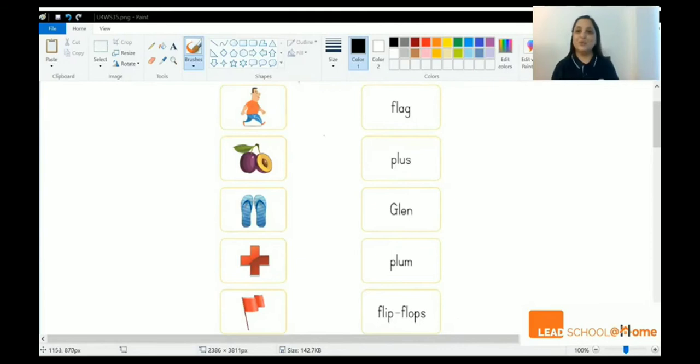Parents, in this worksheet, you will ask your child to first identify the picture and then match it with the correct word. Now I am going to show you how you are going to help your child complete this worksheet. Students, we have just read the story Glad Glenn and we also know the blends, right? So today let's do this worksheet together.